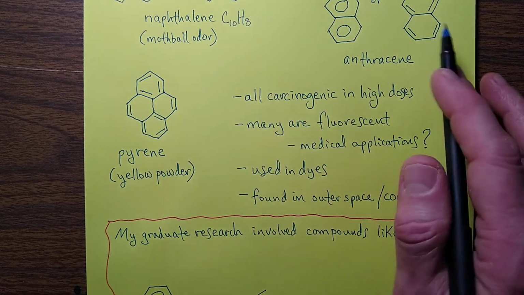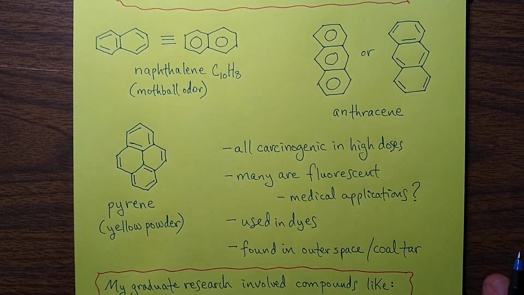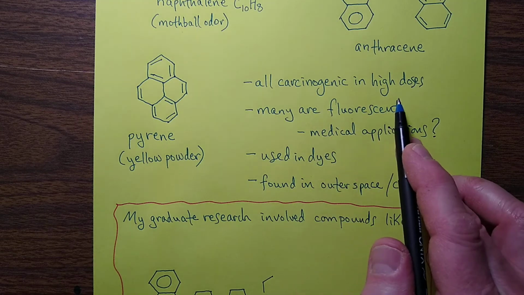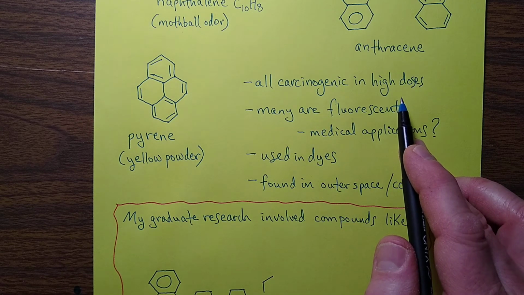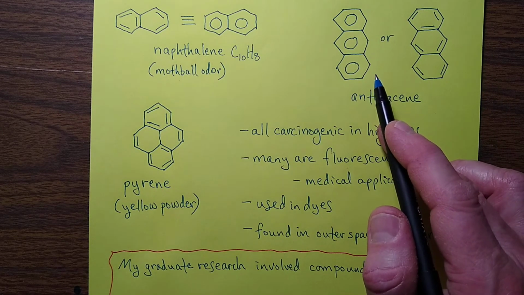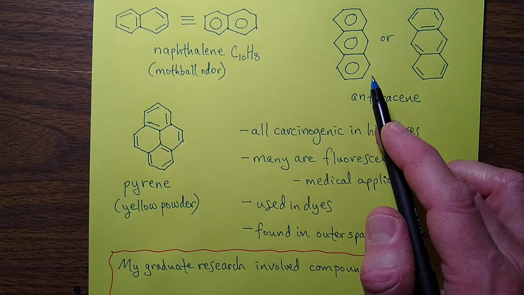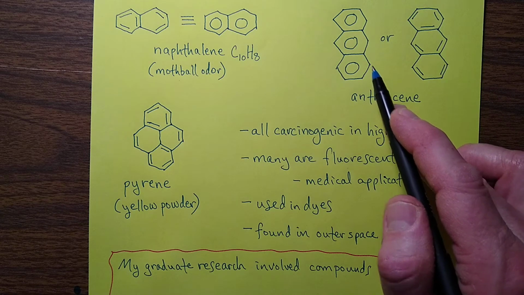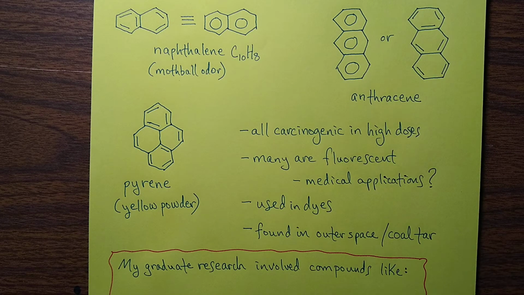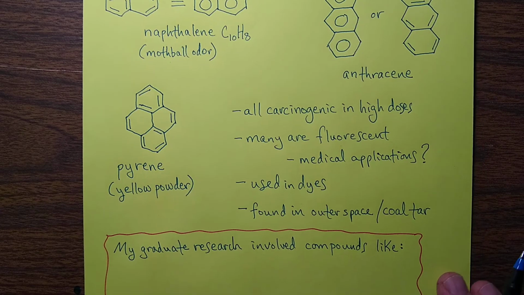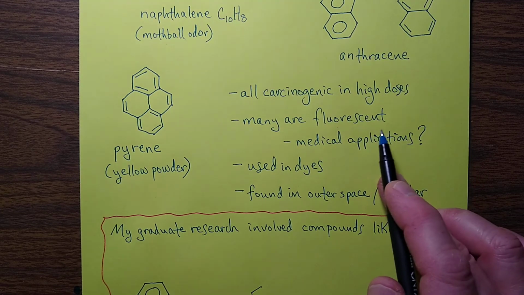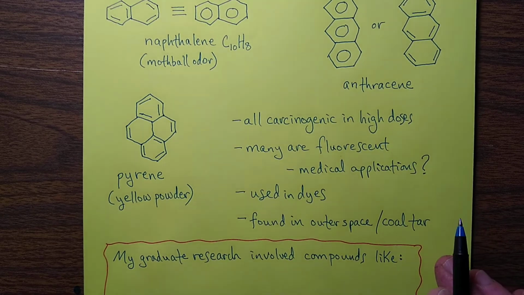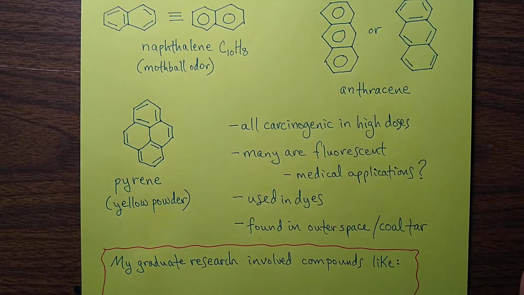I used these a lot in graduate school, so I know a fair amount about them. But they're all carcinogenic in real high doses because when you consume these, in our bodies and our cells, they're oxidized. Oxygen atoms are inserted at certain places, and that can get into your DNA and cause damage and can cause tumors and things like that. So if you eat a lot of barbecued food, you actually are consuming these molecules.